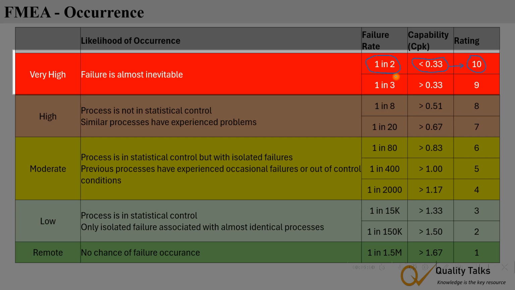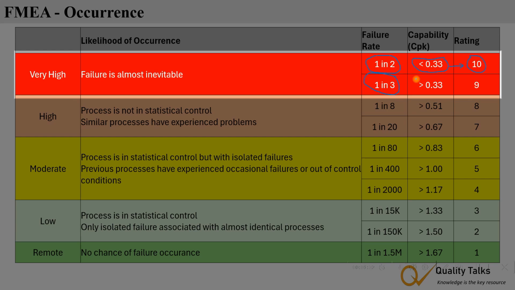Now, if the failure rate is 1 in 3, slightly better, or process capability is above 0.33 but less than 0.51, then the occurrence rating will be 9. Both 10 and 9 occurrence ratings are considered very high occurrence because failure is almost inevitable. Repeated failures are happening.